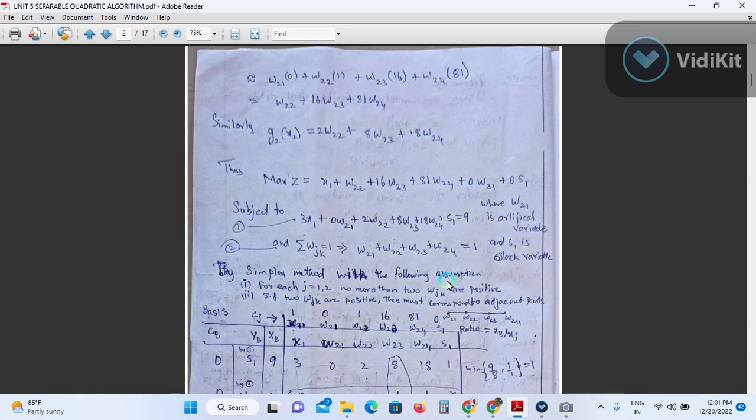So here, some other methods are also available, but here we are going on the simplex method concepts, right? Before moving to the simplex method concept, there are some assumptions under this algorithm. So what are they? The first assumption is, for each j, no more than 2 wjk are positive, right? So we should not consider more than 2 wjk as positive. So that is the first condition.